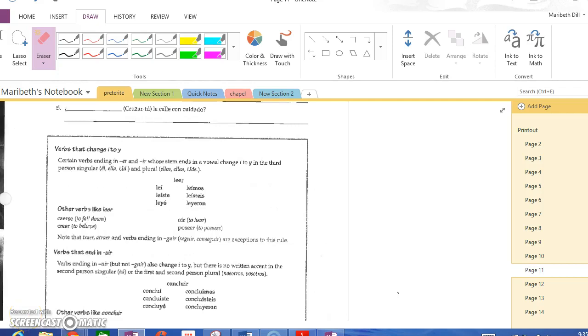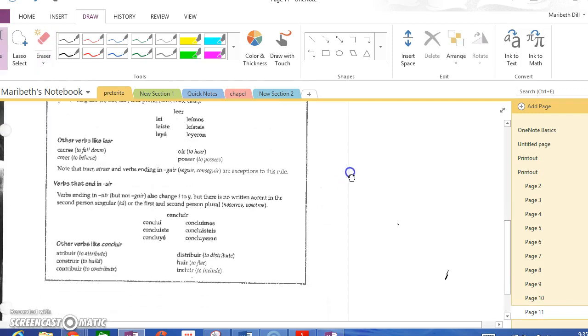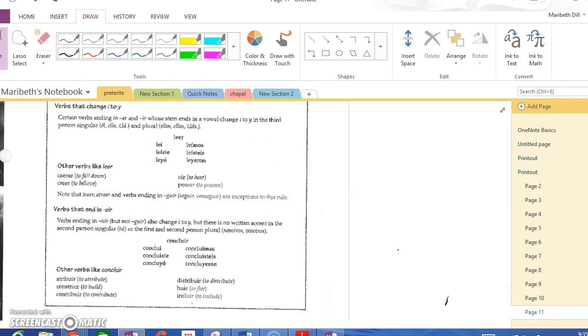Okay, class. There is one more set of preterite that I would like to show you. And in my opinion, this is kind of the trickiest of the crazy preterite conjugations. So I wanted to show it to you on a video so that you can refer to it as many times as you need to. And hopefully it'll start to click for you.